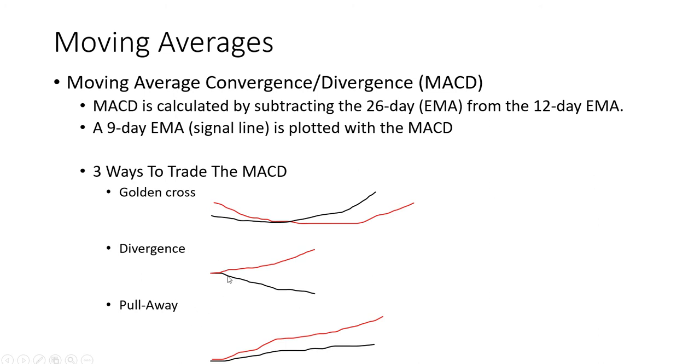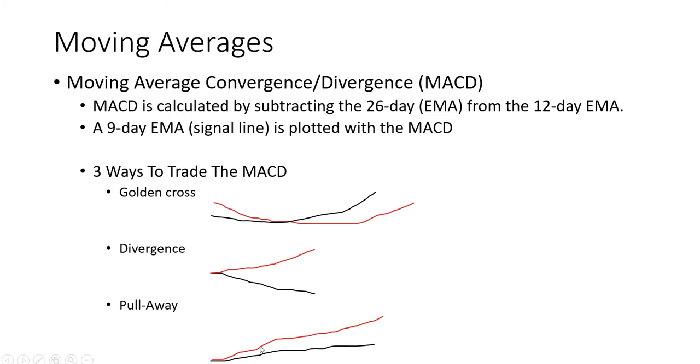Now, divergence and pull away are both similar in the sense that they are signaling a trend reversal. Divergence is when the 9-day EMA, which is basically following the stock price, will follow the actual stock price very closely compared to the MACD. When the 9-day EMA is moving upwards and the MACD is actually moving downwards and they're going in different directions, that means a trend reversal is coming very soon.